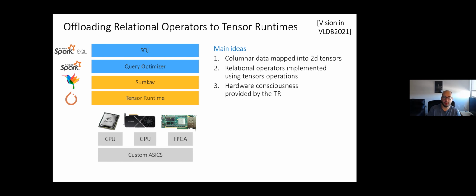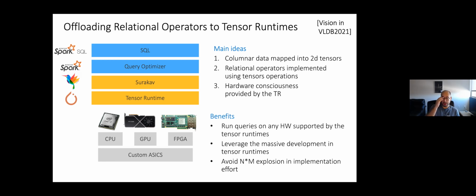Essentially, here are the key ideas. Columnar data can be mapped to two-dimensional tensors. And then what we're doing is we're turning relational operators into tensor operators. So we're re-implementing these relational operators as tensor operations. And with that, we can take advantage of any hardware acceleration that is provided by the Tensor runtime.